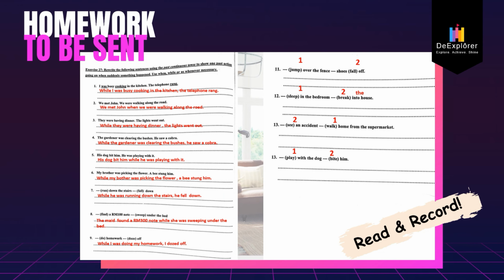Homework to be sent today is just read and record. Okay, 不要拍照给我，什么都不要，我只是要听 sentence number 1 to 13. Okay, read for me this way. So you read number 1. While I was busy cooking in the kitchen, the telephone rang. Number 2. We met John while we were walking along the road. Okay, so you keep reading until number 13. Okay, so that's all. Remember, just read and record. I do not want you to send me any photos.